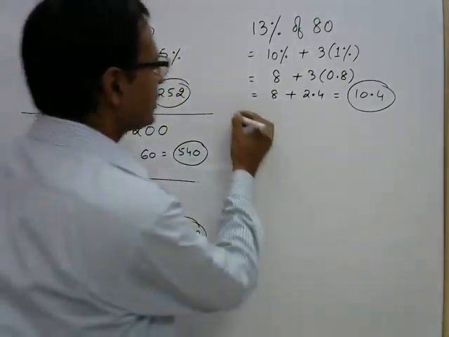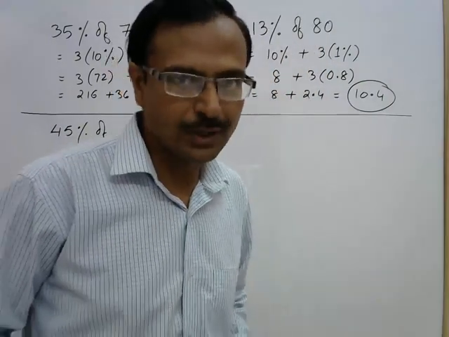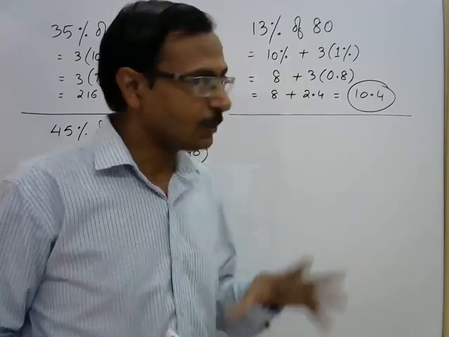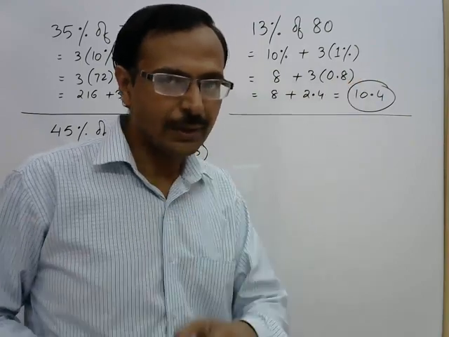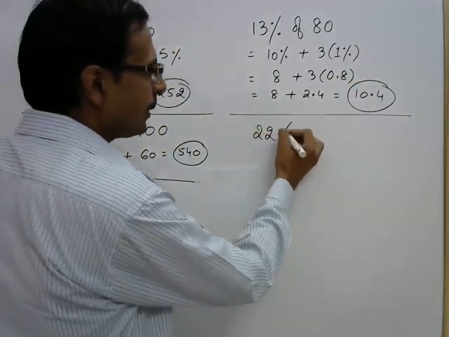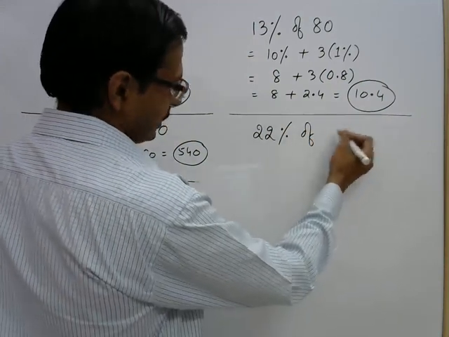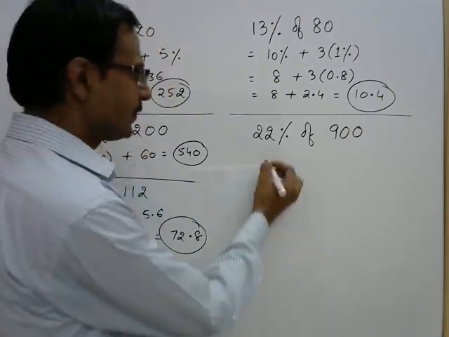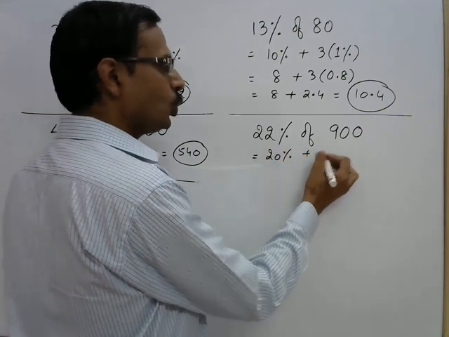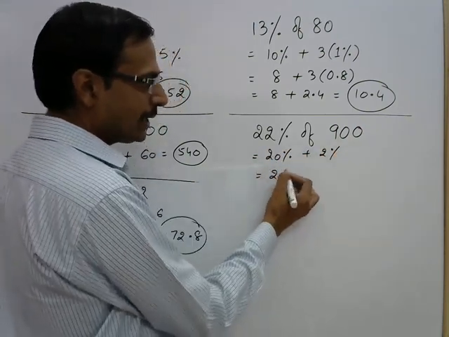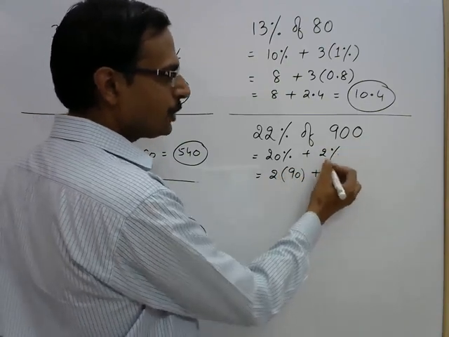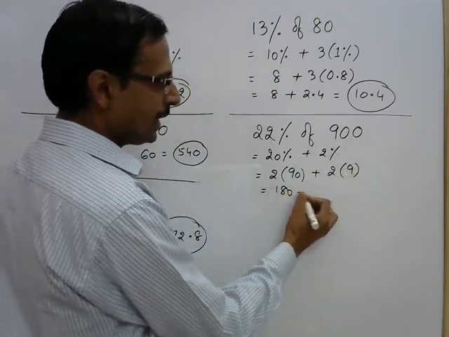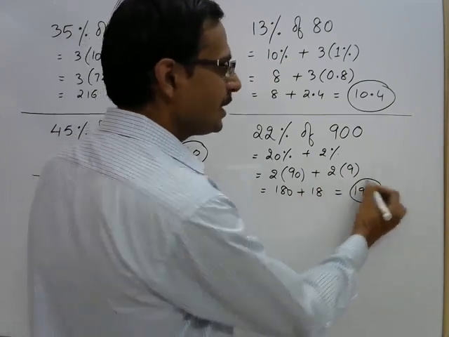So let's have one more question. Now I'll give you a random percentage, because now you know the concept. So 11%, 15%, 13%, everything we have done. So the trick is to bring it in the form of 10% and 1%. Suppose we need to calculate 22% of, say, again easy number, say 900. 22% of 900. How do we do this? See, 20 and 2. So 20 is 2 into 10. So 10% is 90. And 2% is 2 into 1%. So 1% is 9. So 180 and 18. 198 is the answer there.